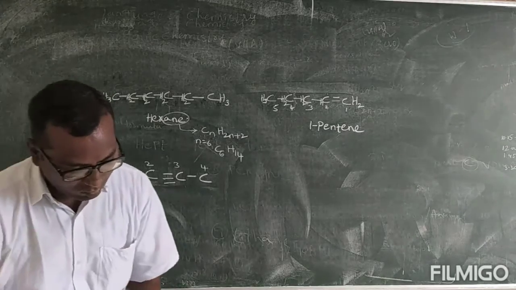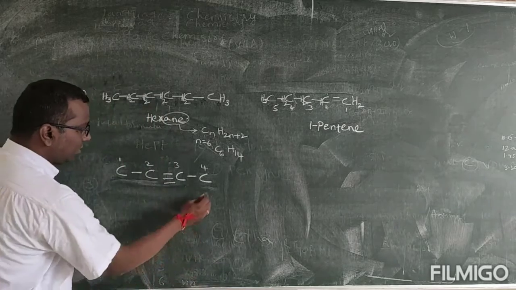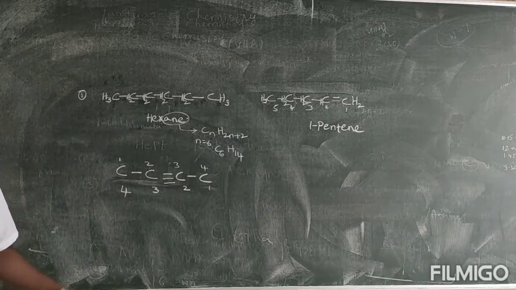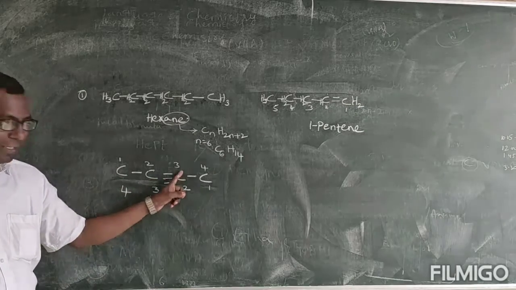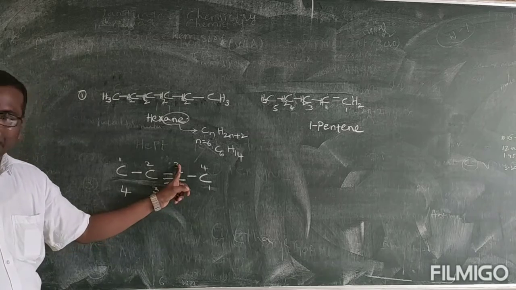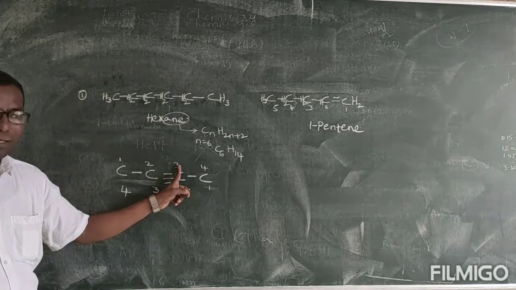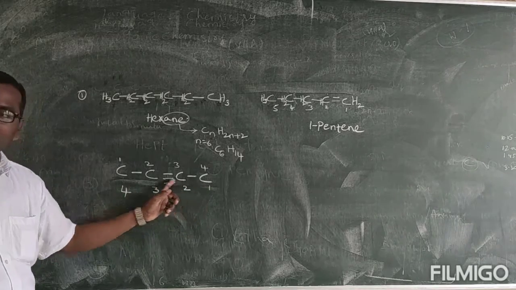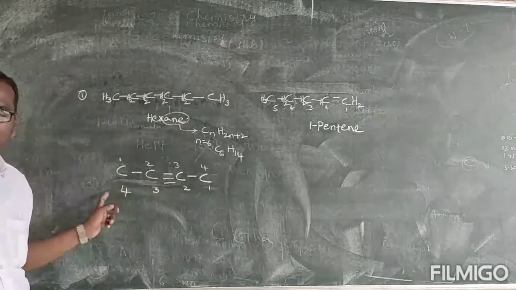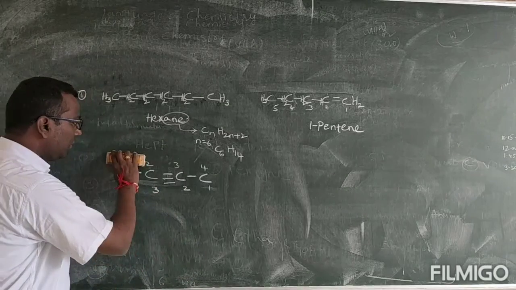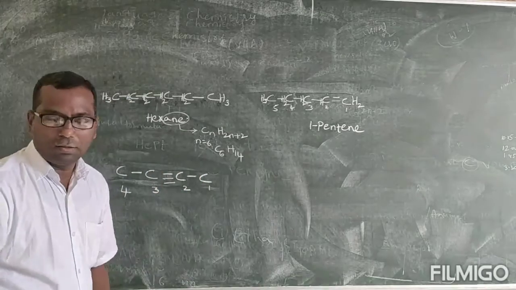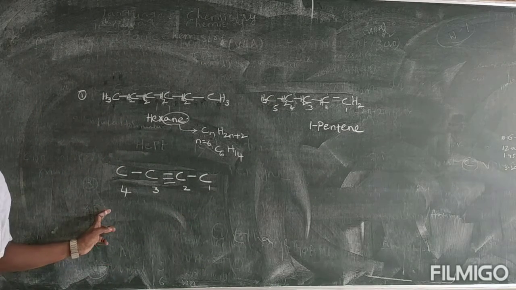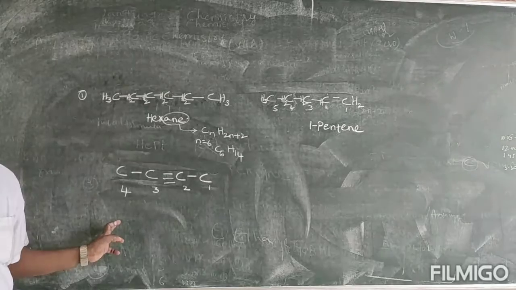Now you see here what is happening. Here 1, 2, 3, 4. Now you see this carbon is getting 3 here, and 2 here. When I move from right to left, so what we will do? So this is the case we will be using.